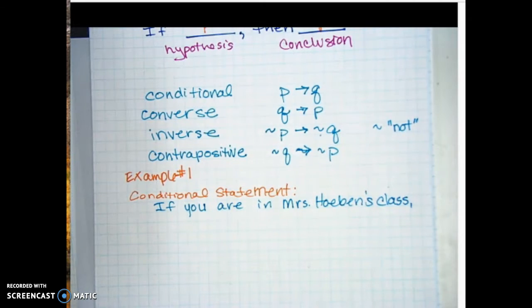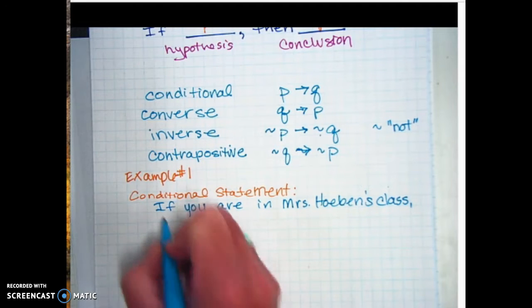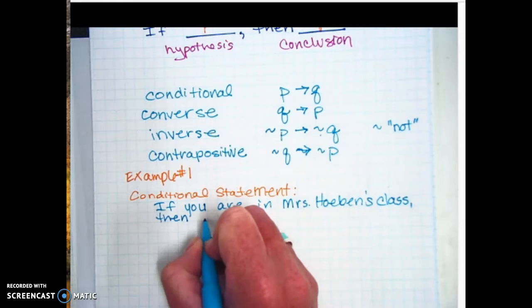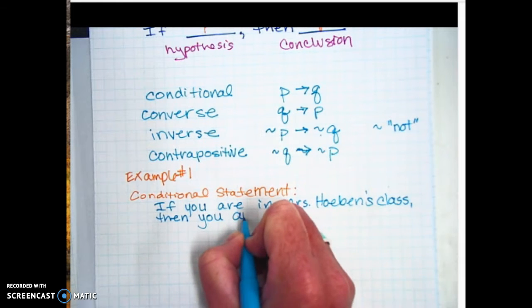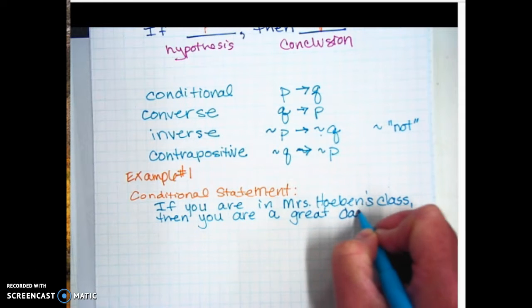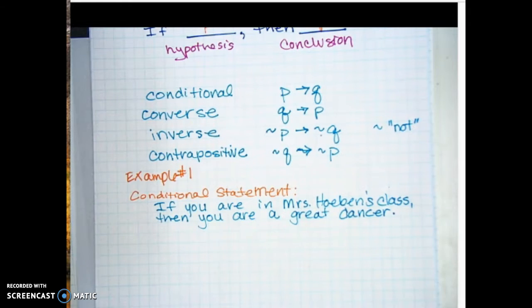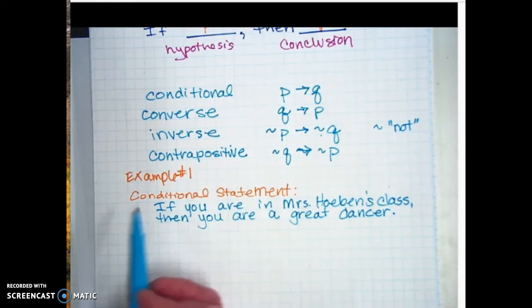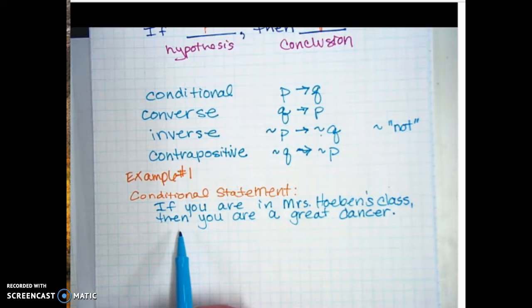that's the hypothesis, then you are a great dancer. So that's your conclusion. Your if is your hypothesis. Your then is your conclusion. Okay? You are in Mrs. Hoban's class is your P. You are a great dancer is your Q. Okay? Sorry, I said it wrong first.